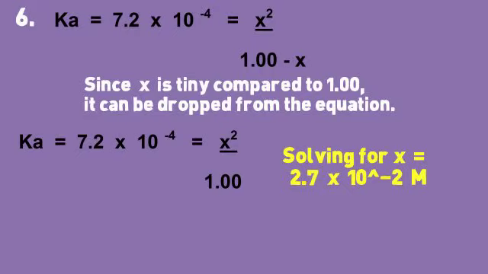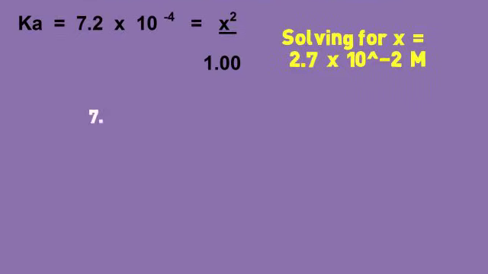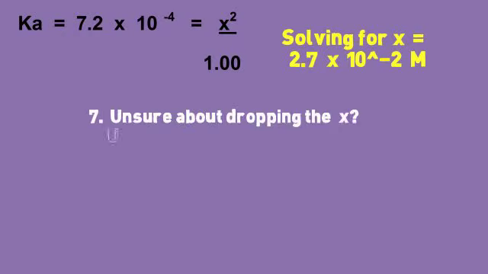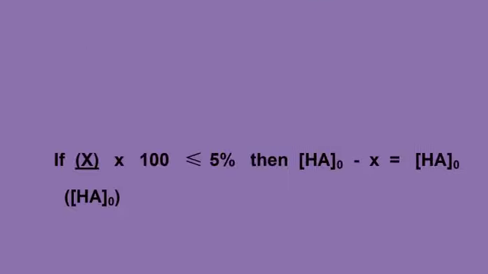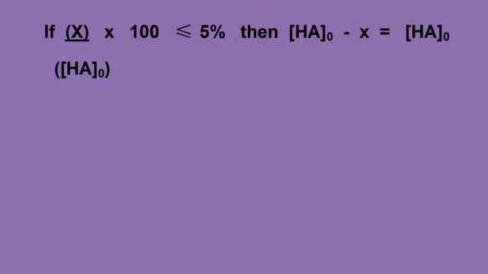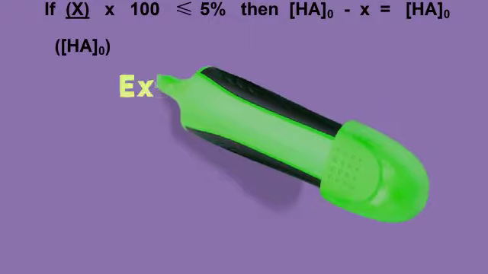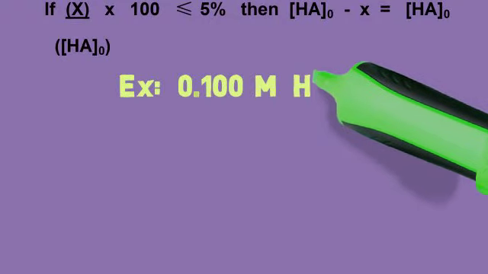If you're unsure about dropping the X, that would be step 7. So you use the 5% rule for that to validate. And here's the general equation for the 5% rule. X over concentration of HA at the start times 100 is less than 5%, then you can discard the X. All right, this one's yours.